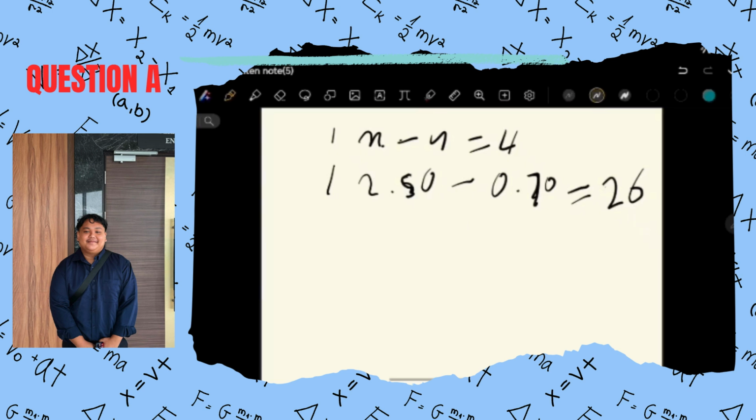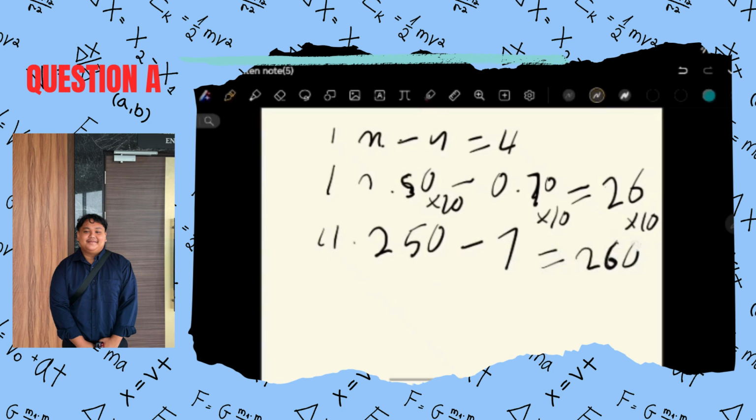To change it to whole numbers, we must multiply this by 10, and this also by 10. And the final answer is 25x minus 7y equals 260. That is the linear equations that we can find in the statement. Then we move to the second question.